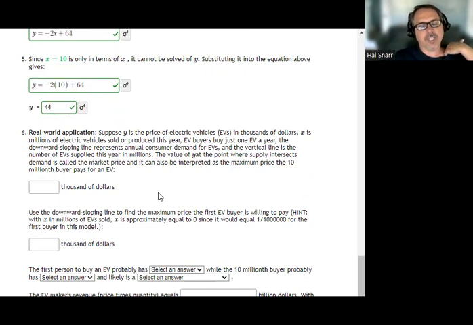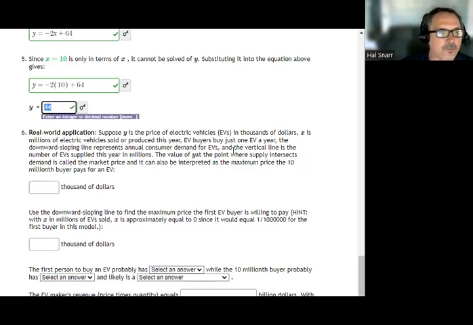And so in this real world example, we're going to suppose y is the price of electric vehicles, which are very popular things now. But electric vehicles don't cost $44. They cost $44,000, right? So y is in thousands of dollars, right? So this would be interpreted as $44,000. X is millions. I mean, Elon Musk is not selling 10 EVs. He's selling 10 million electric vehicles, right?